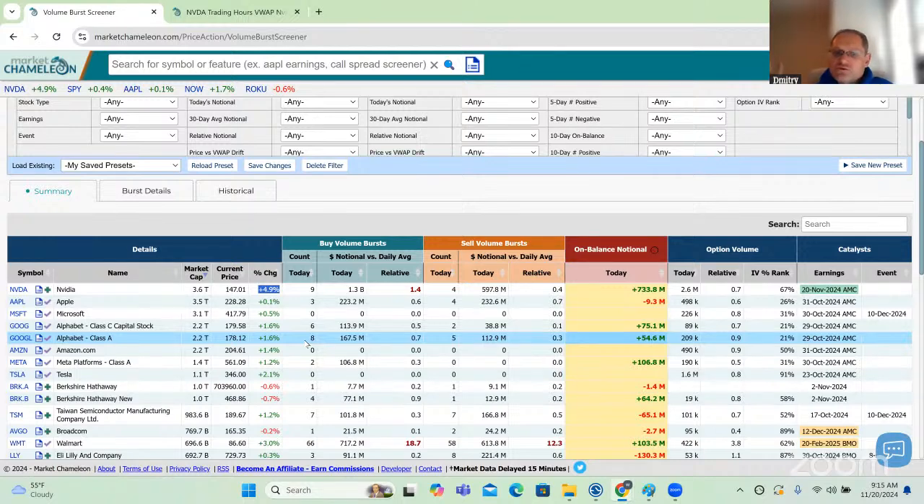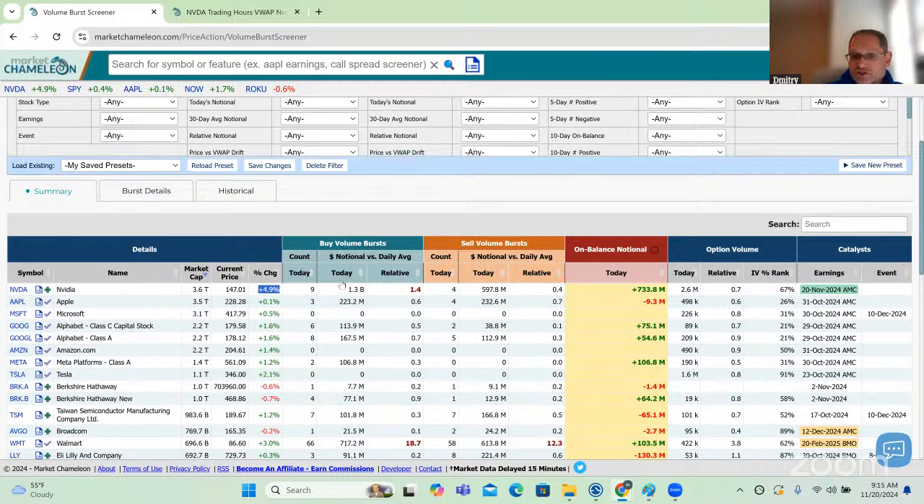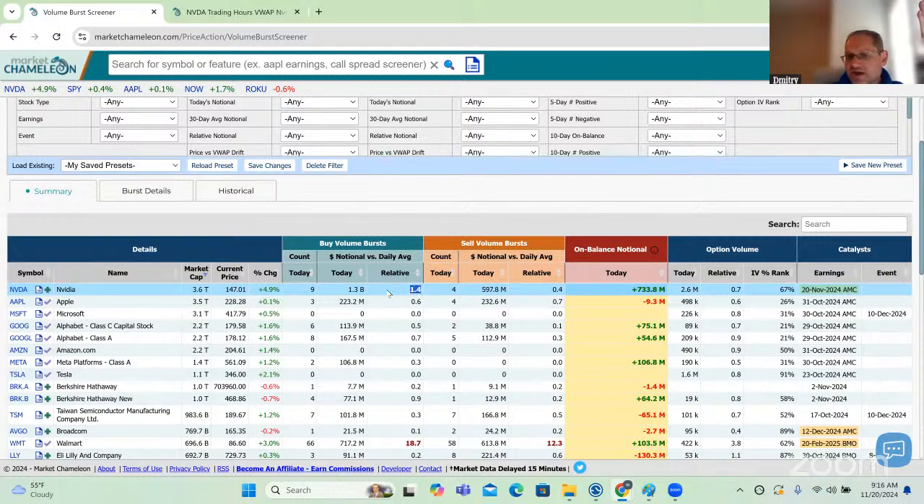So first, let's isolate the buy volume burst. This is what it's doing in the sell volume burst. So on the buy side, we could see what we just saw in the VWAP table. There was a total of 9 volume bursts for 1.3 billion. And how does that, on a relative basis, measure up to a daily average? So this is saying it's 1.4 times its daily average buy burst.